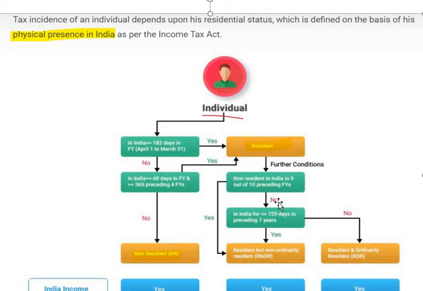In the next condition, if this is not satisfied, let's say he is a resident in 9 out of 10 years, the next condition comes. If he is in India for less than or equal to 729 days in the preceding 7 years, then even if this condition is satisfied, he will be considered as not ordinarily resident in India. If he is staying more than or equal to 730 days in the preceding 7 years, then he will be considered as resident and ordinarily resident in India.